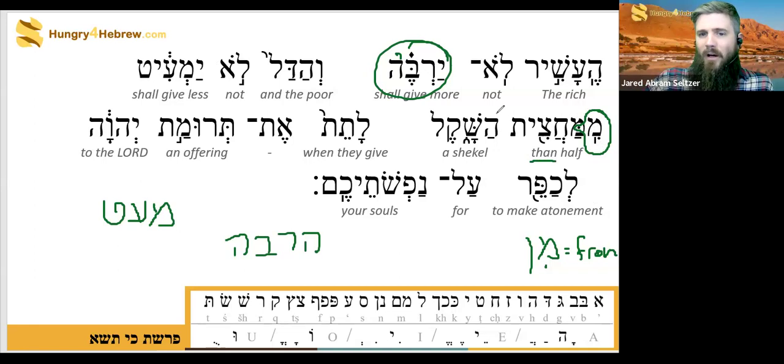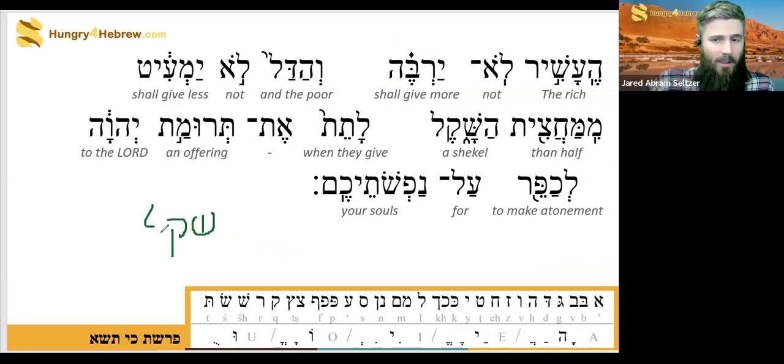Machatzit, the half of hashekel. Wait, we looked at what a shekel is. What is a shekel?